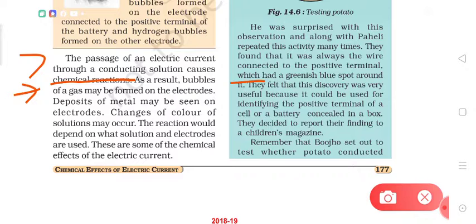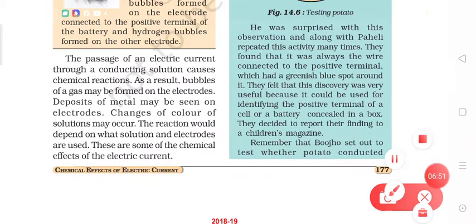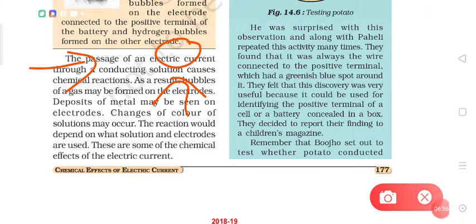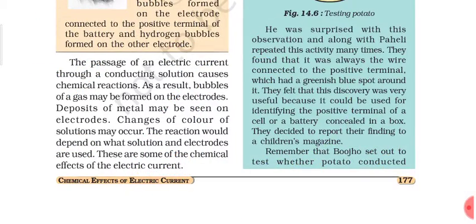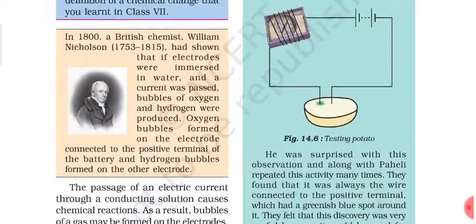electrodes. So what happens when electric current passes through the conductor? Bubbles of gas may be formed on the electrode, or deposits of certain metals may be seen on the electrodes, or change of the color of the solution may occur. So these three are called chemical effects of electric current. What are these three? First of all, formation of bubbles, right? Second, the deposit of metal on the electrode, or third one is the change in color of the solution through which electric current is passing. These three are the chemical effects of electric current.